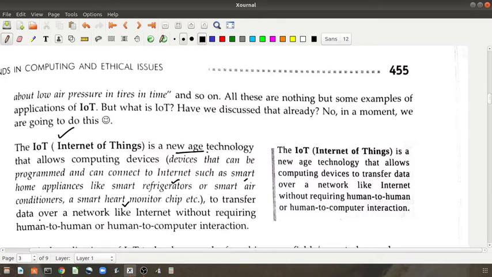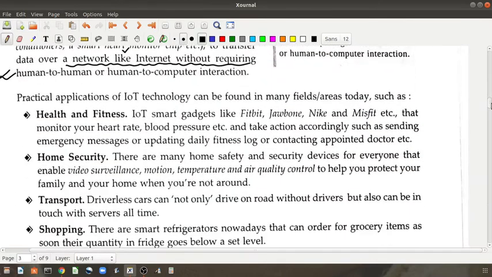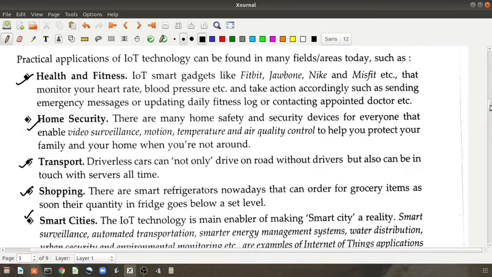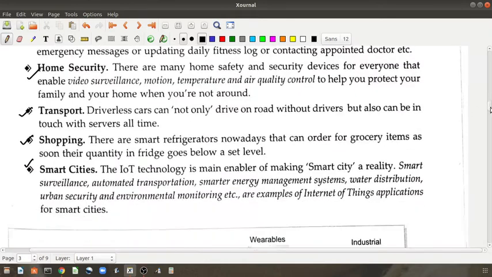To transfer data over the internet without requiring human to human or human to computer interaction. So these are the practical applications of IoT. These are high-end smart appliances and devices that can be used. So you can just go through them.